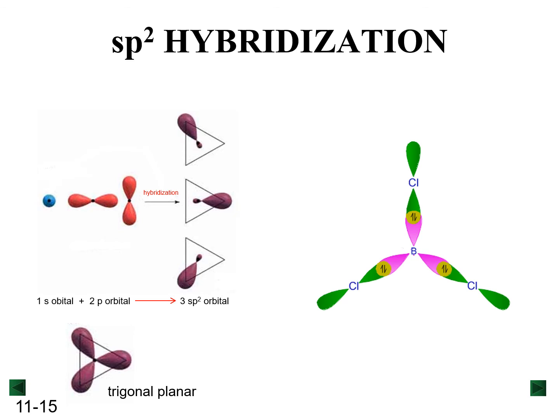Okay, as we can see here, one s orbital mixed with 2p orbital forming 3 sp2 orbitals, and the orientation is trigonal planar. Okay, B will have 3 sp2 orbitals, and these sp2 orbitals will overlap with 3p orbitals of Cl, which have one unpaired electron each, and thus forming 3 covalent bonds.